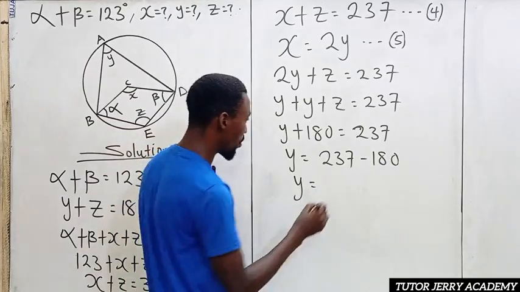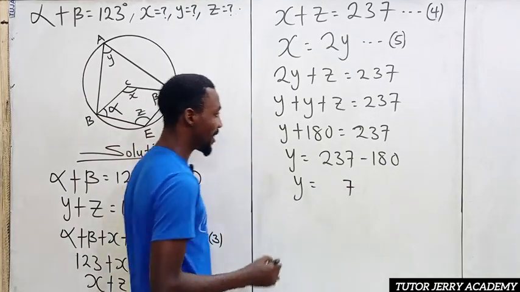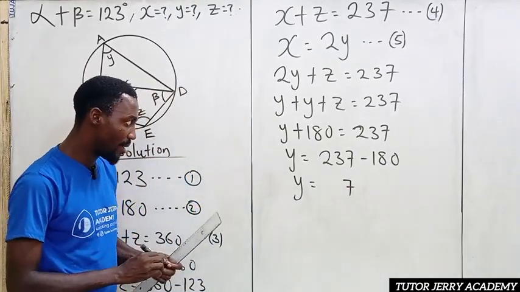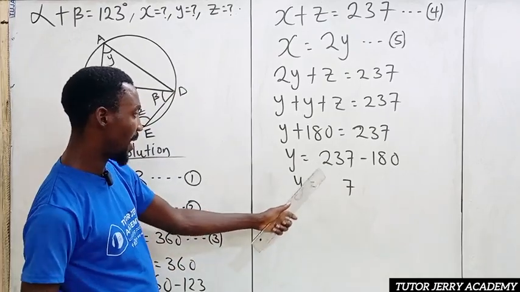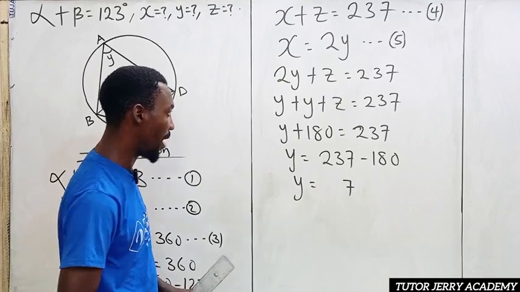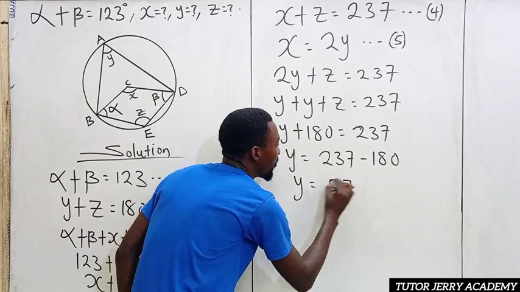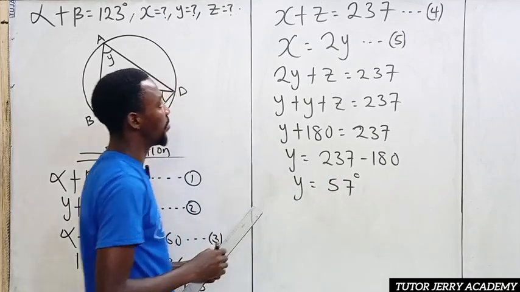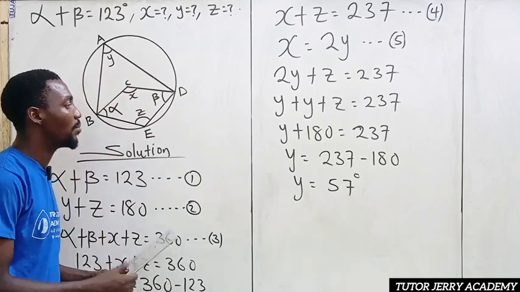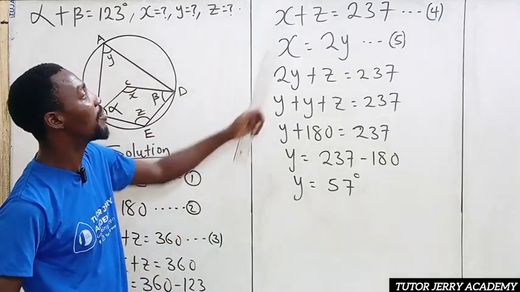So 7 minus 0, you have 7. Then 13 minus 8 is 5. And then we are going to be left with 1. So that means y will be equal to 57 degrees. All right. So we've gotten the value of our y to be 57 degrees. We can get the value of our s now.